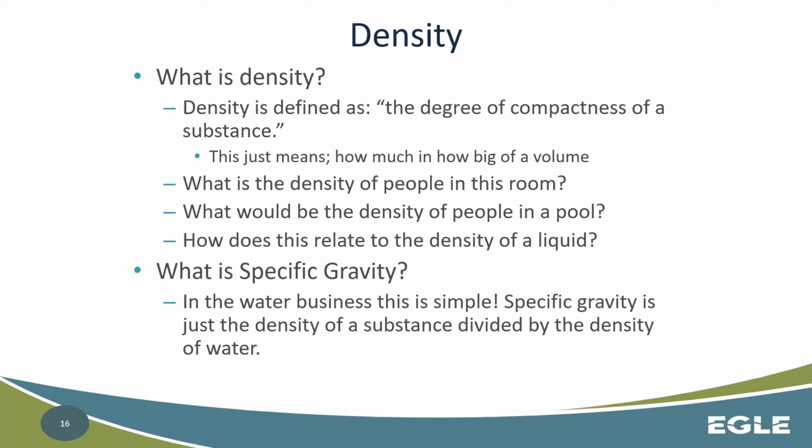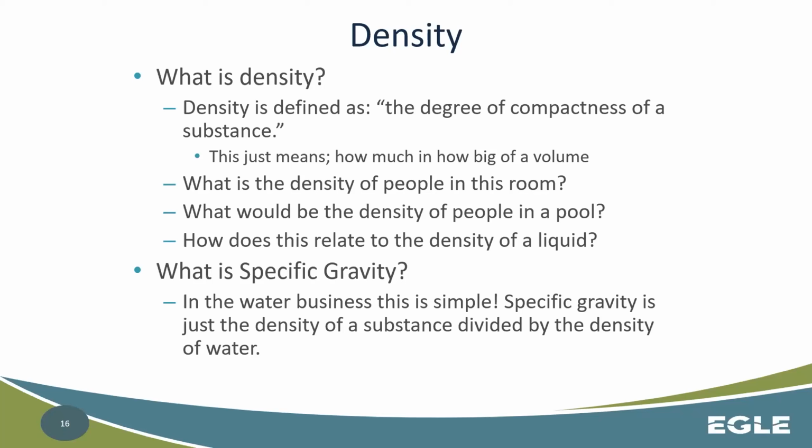So let's define a little bit on density. Density is defined as the degree of compactness of a substance, right? In other words, it's the mass of the substance per unit volume. For example, what's the density of people in a room? You take the amount of people and divide it by the volume of the room. The same thing with what would be the density of people in a pool.